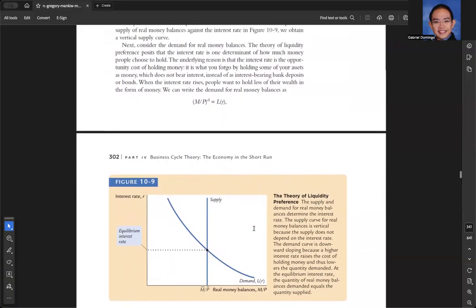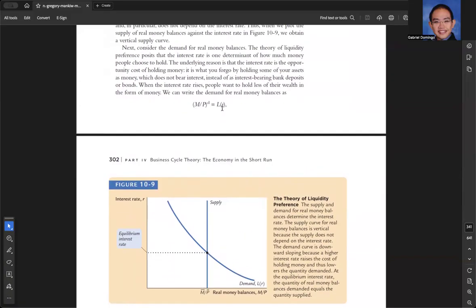A bit of an aside: we're using small r here. In the earlier chapter, chapter 4, we were using the nominal interest rate i. In this particular case, in the IS-LM model, because prices are fixed, inflation is fixed, and therefore, in this very special case, the nominal interest rate is the same as the real interest rate.